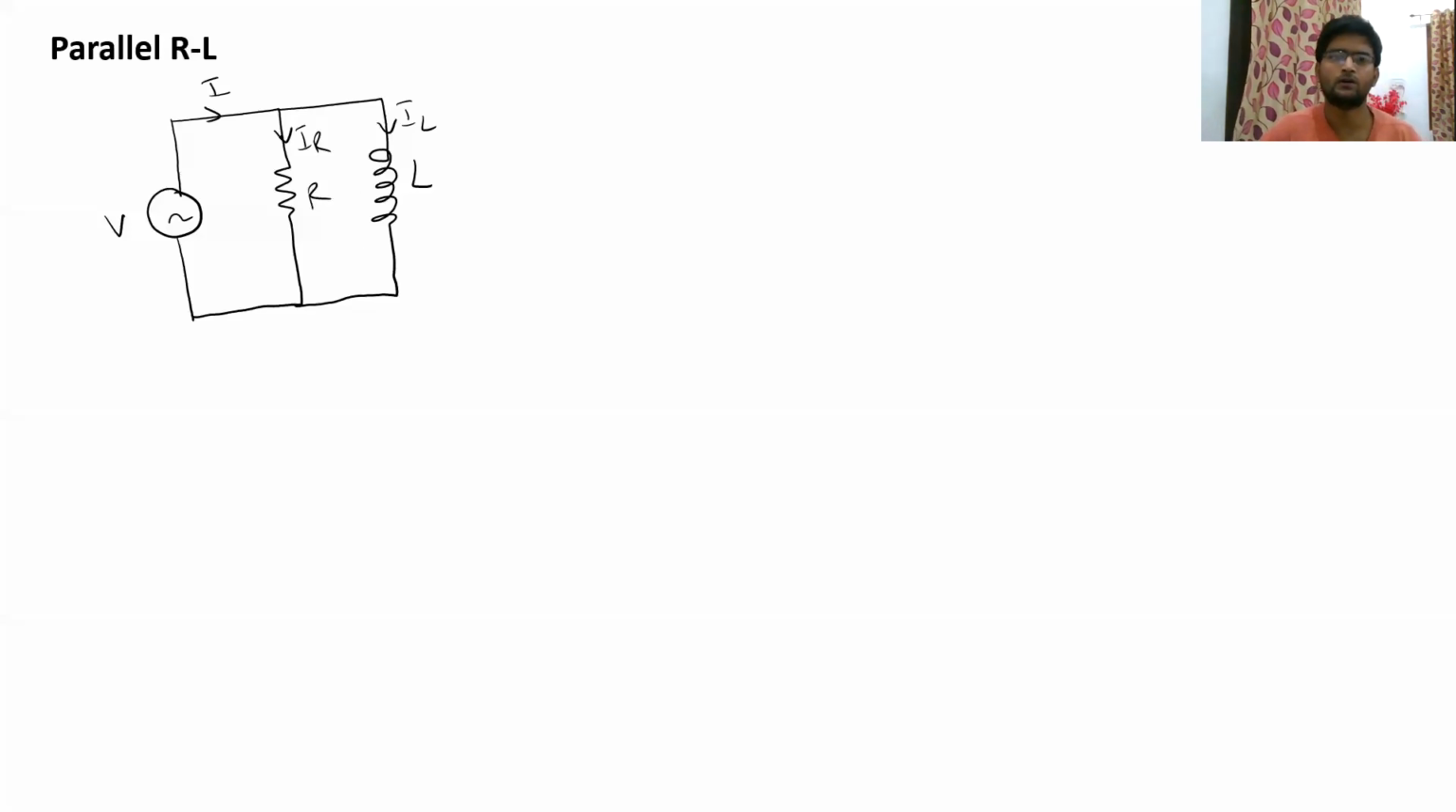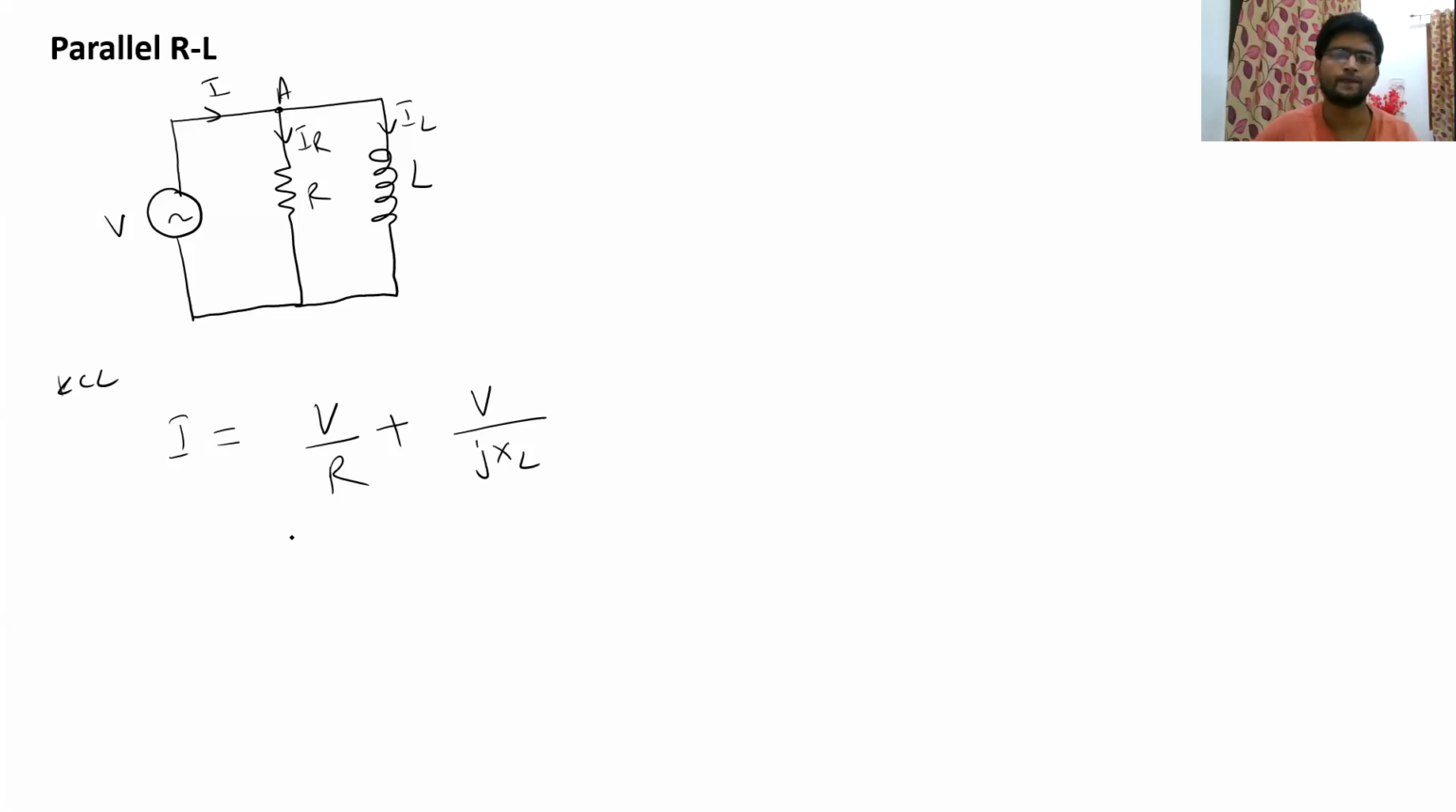Now let's come to the parallel case. In the series case, we applied KVL. In the parallel case, we will do our analysis based on KCL. So let's take this node A and apply KCL on this. We will have current I equal to V upon R plus V upon jXL. So jXL is the impedance of this inductor.